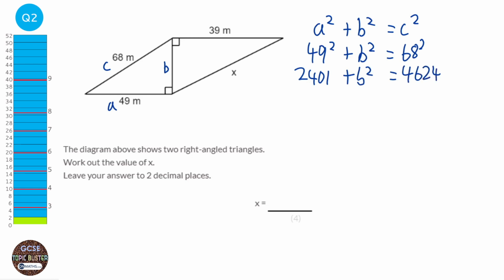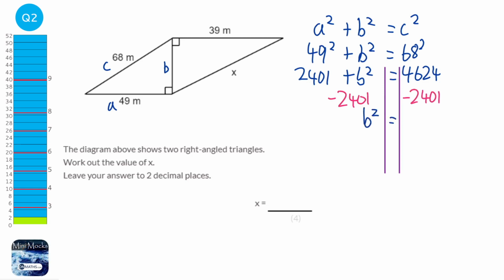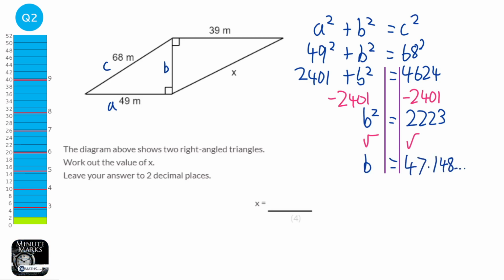4624. So we are solving here, so let's get our lines down. And we're going to start by subtracting the 2401 from both sides. So we've got b squared equals 2223. Then we're going to square root both sides, and we've got b equal to 47.148, and so on.